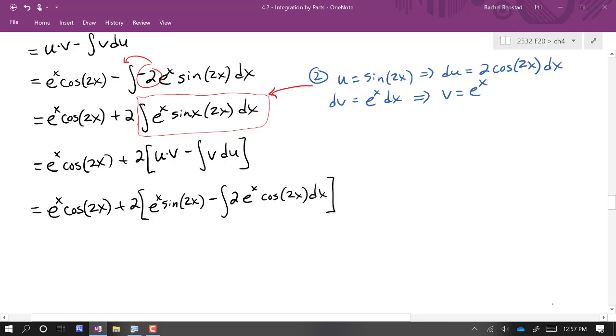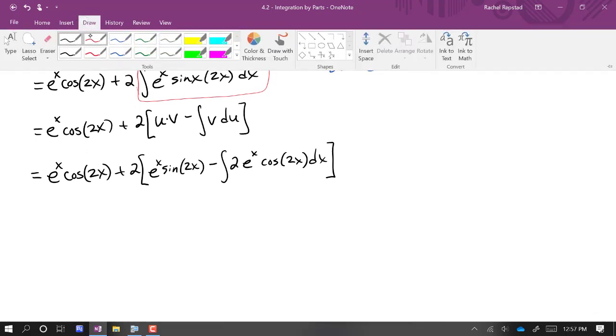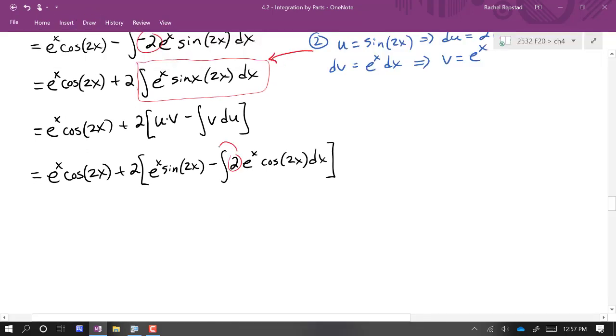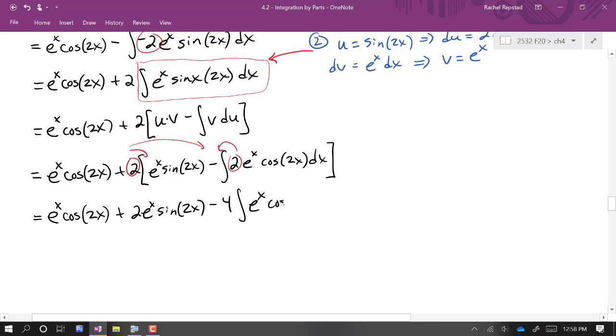Now I'm going to do a couple of things here. I'm going to pull out this factor of 2. I'm also going to distribute this factor of 2 at the same time. So we have e to the x times cosine 2x plus 2 e to the x times sine 2x. And this will be a minus 4 integral e to the x times cosine 2x dx.